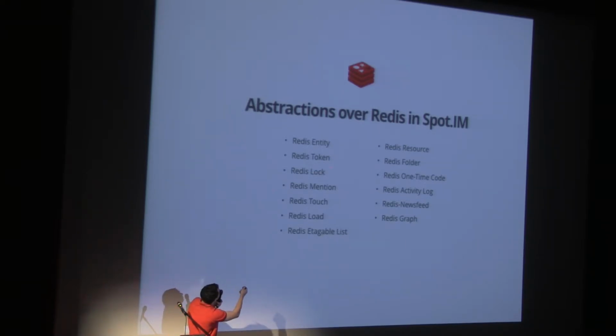Redis lock is used for very specific cases, which is a distributed lock. We have in Spot.im, like you've seen in the demo, an autocomplete finding users, so this is on top of this abstraction. We have many event sourcing-like things in Spot.im. Our newsfeed that you've seen is on top of this abstraction, and we also have some recommendation of what to show in the newsfeed, which is on top of this abstraction.